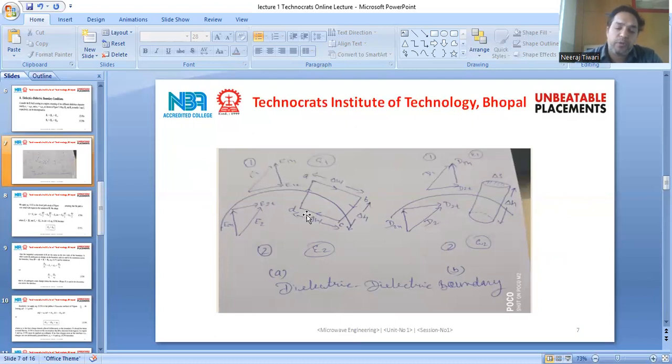Now we have to apply E dot dl in this figure. In this figure, you have to apply E dot dl and write a complete equation. So how will we write the complete equation? See here.